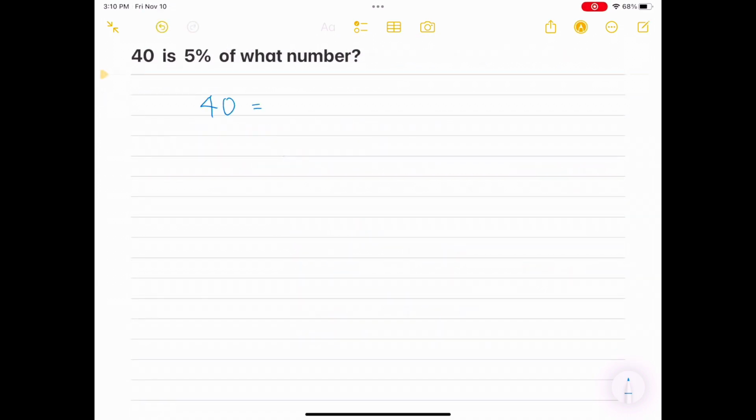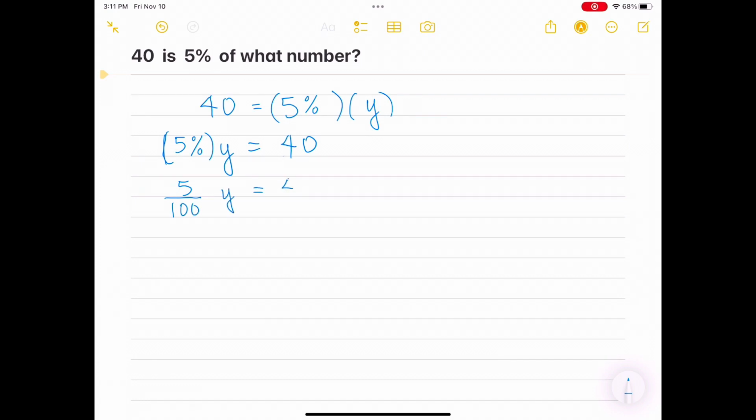40 is 5% of what number? We can rewrite this as a number sentence. 40 equals 5%. And since of means times, we'll have 5% times what number, which we will call y. So 40 equals 5% times y. And since it's more comfortable to have the variable on the left-hand side of the equation, I will flip this equation around to be 5% times y equals 40. Now I convert 5% to a fraction. 5 over 100 times y equals 40.